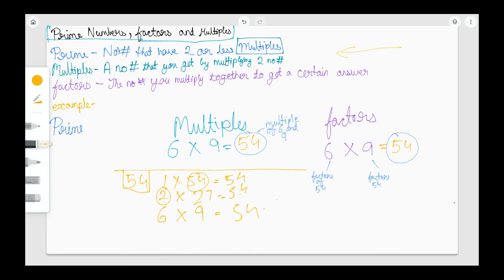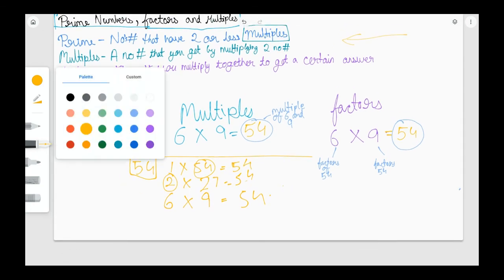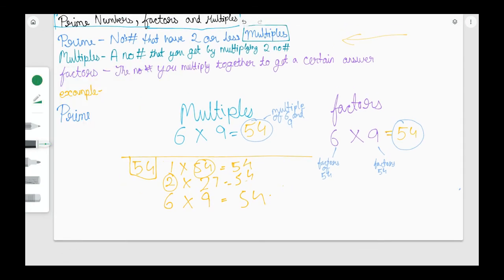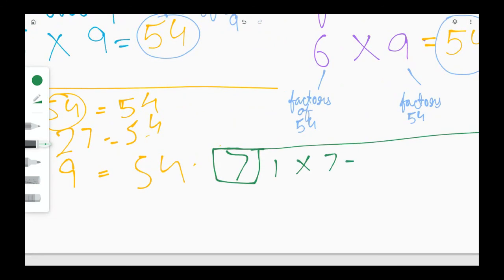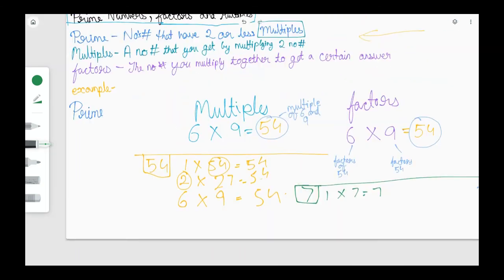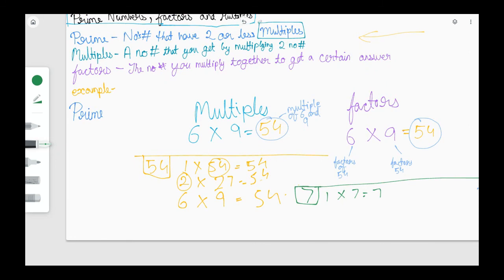Now, let's use the number 7. We know 1 times 7 is 7. Can we do this by 2? Is there something like 2 times something that equals 7? Let's count: 2, 4, 6, 8. So it's either 6 or 8, so no, not for 2.